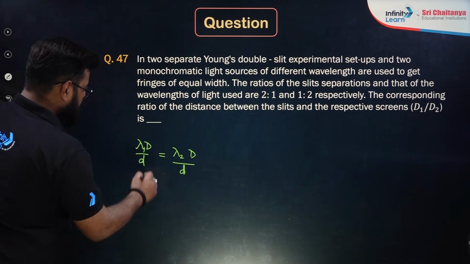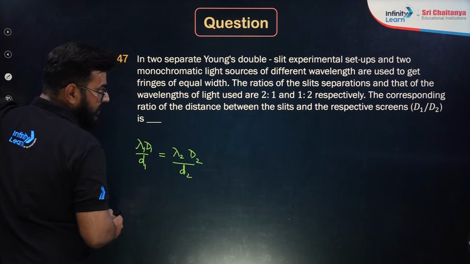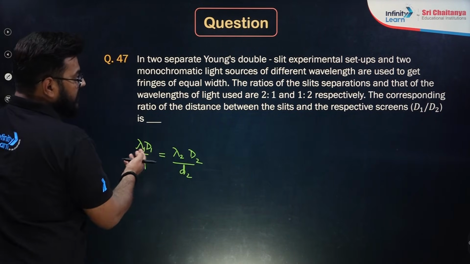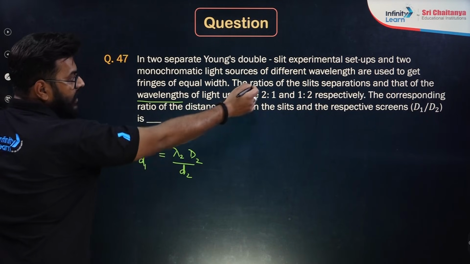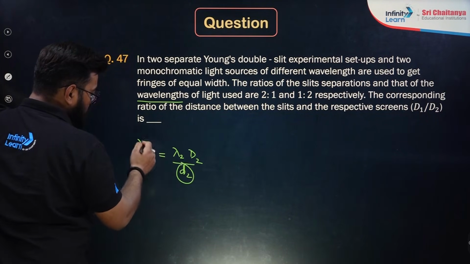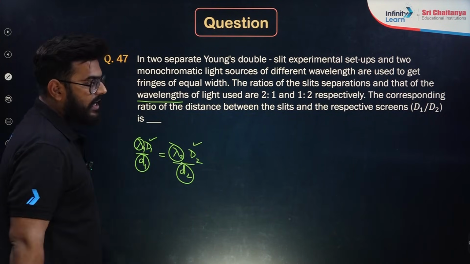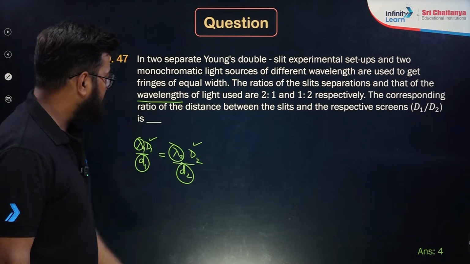So this is also different and this is also different, correct? They have given the ratio of lambda 1 is to lambda 2, and they have also given the ratio of slit separation, which is d1 is to d2, and they are asking the ratio of capital D1 is to capital D2. I think you can very easily find out the answer. It's going to be 4.